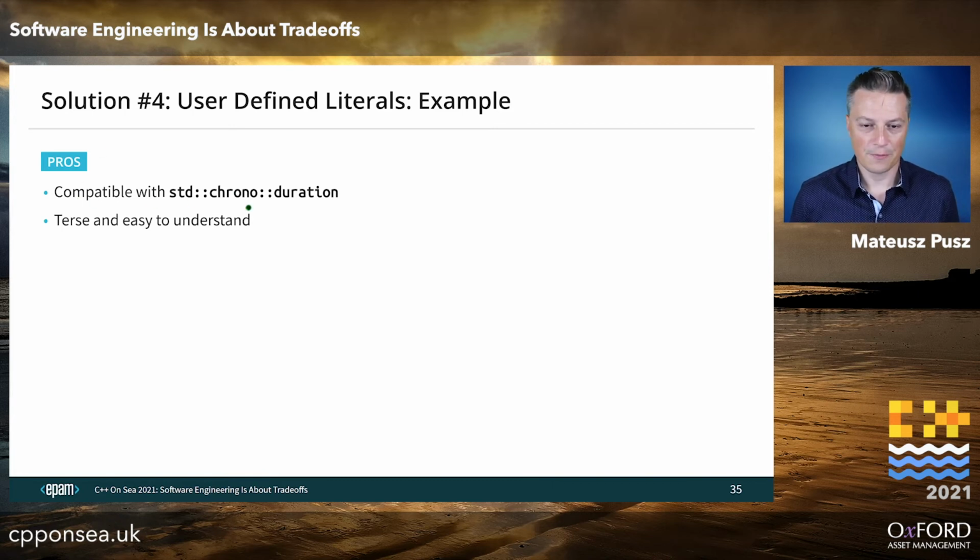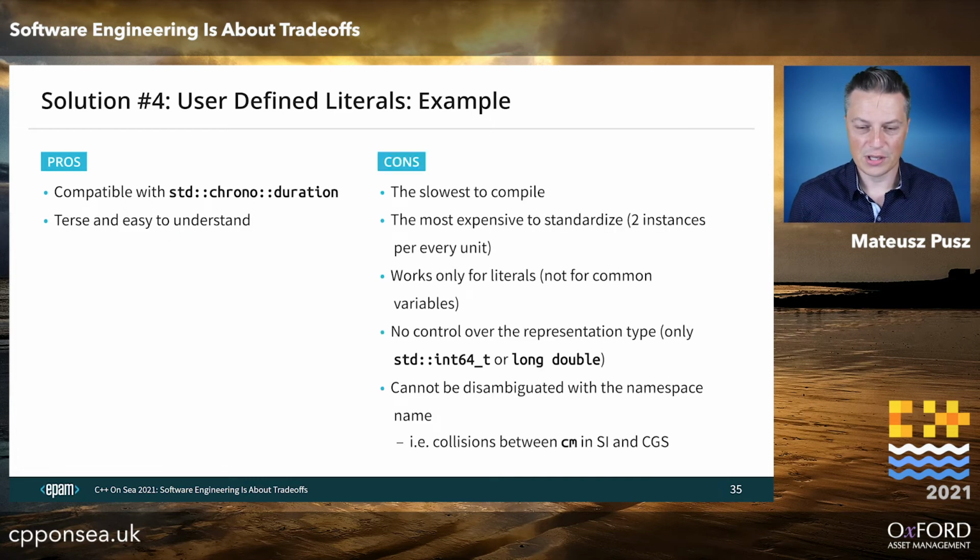Pros. This is what we know already and what we use. Terse and easy to understand. But there is a huge list of disadvantages, right? It is the slowest to compile, the most expensive to standardize, works only for literals, you have no control over representation type, and if you have the same user-defined literal in different namespaces, like for example SI and CGS systems, then there is no way to disambiguate those, because you cannot put a namespace name in front of a UDL. There's just no way to do it.